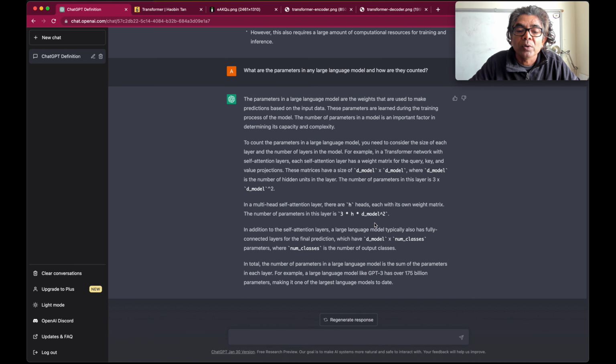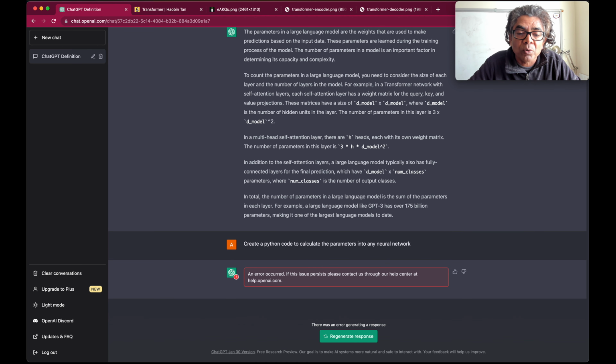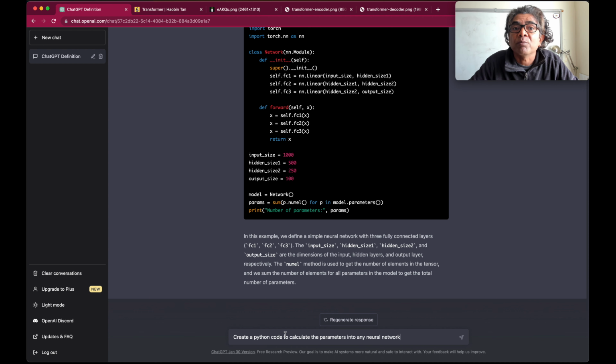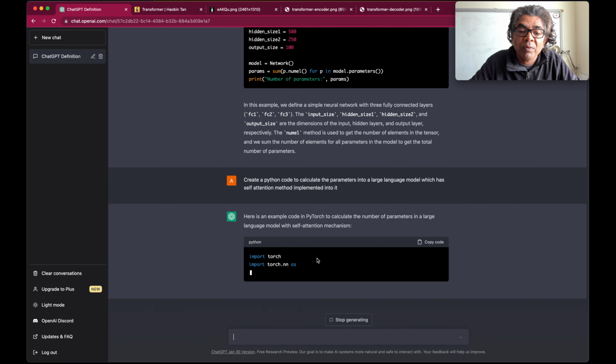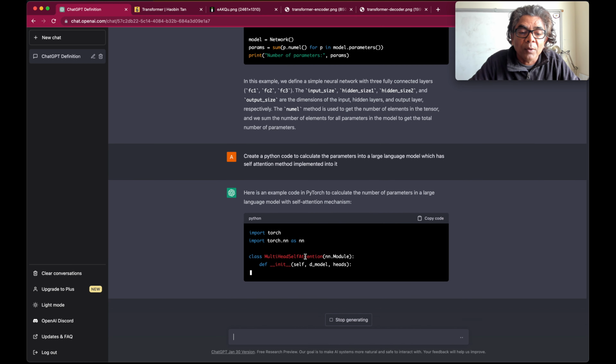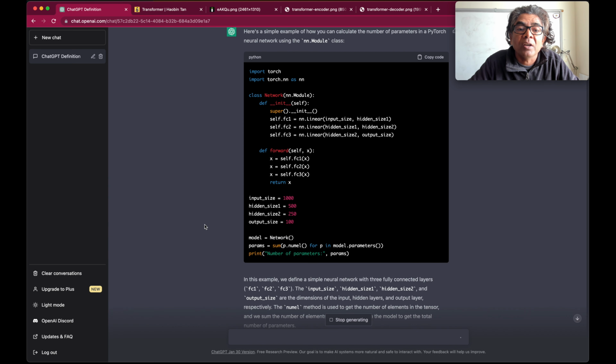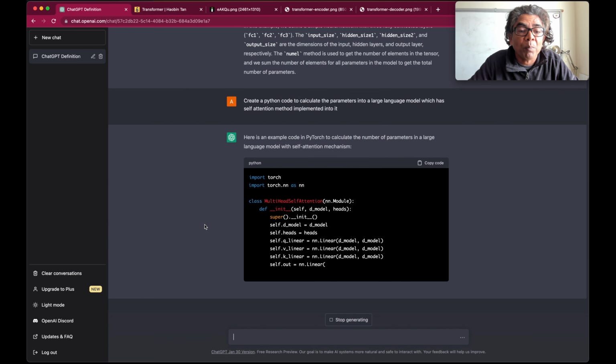And here is the code. If we want to convert this into Python code, you can ask, create a Python code to calculate the parameters in any neural network. Let's reload. So this is for any neural network. This is how you can calculate, but we are interested in a large language model of the kind of ChatGPT size, which has the self-attention mechanism. So this question is very specific towards the large language model, which has multi-head self-attention built in, and that code can help you understand how you can calculate the number of parameters for a given model.